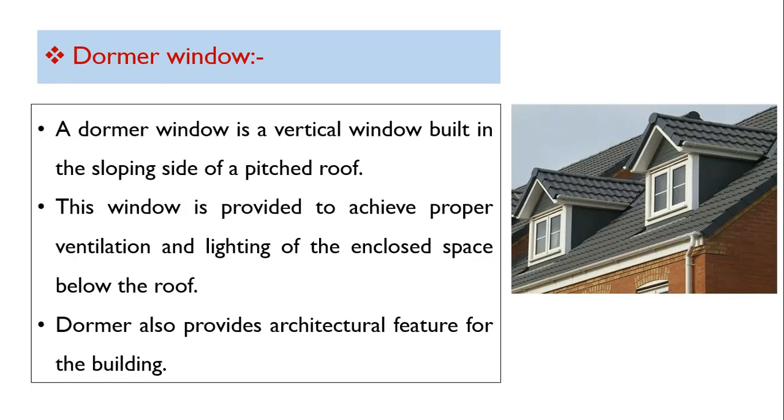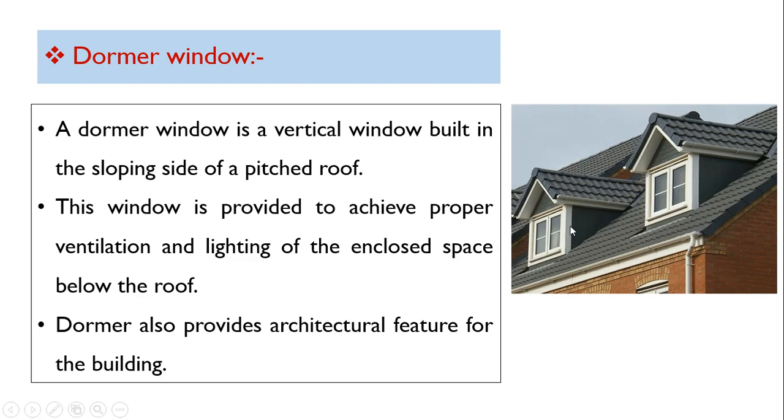Now next is dormer window. While discussing the pitch roof, we discussed the dormer roof, which means the roof provided on the sloping side of the roof. It is called a dormer roof, and the window provided in this roof is called a dormer window. In the case of a sloping roof, to provide additional lighting and ventilation in old houses, irrigation bungalows and government departments, you will find this type of window provided in the sloping surface, called a dormer window.